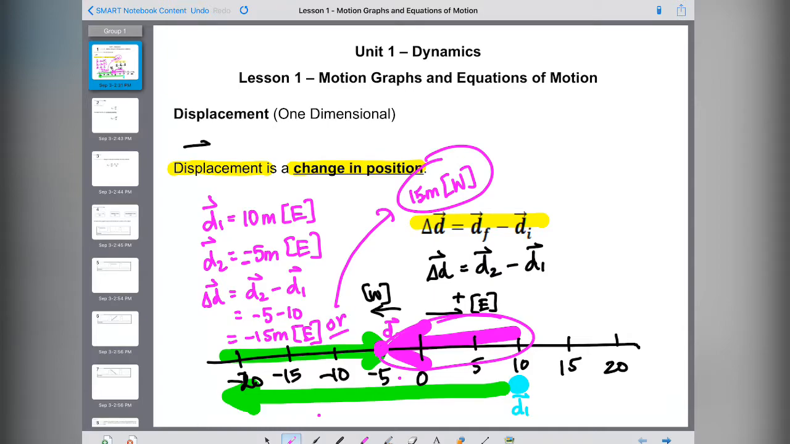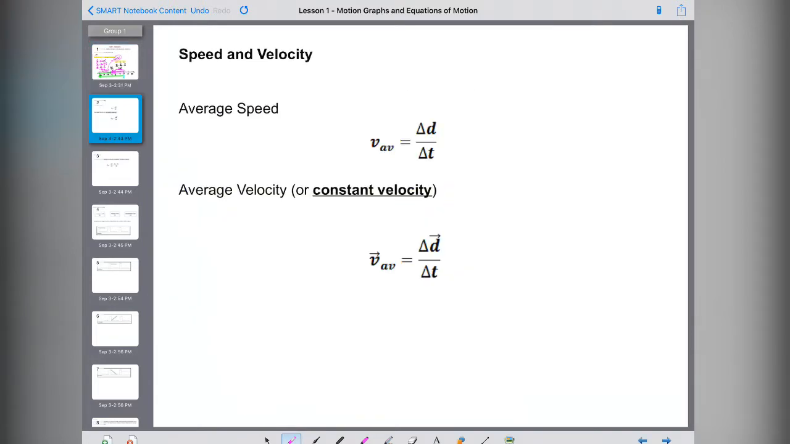Okay, so just remember, things in between, we don't care. We only care about starting point to the ending point, and just pay attention to the directions. We will talk more about that.